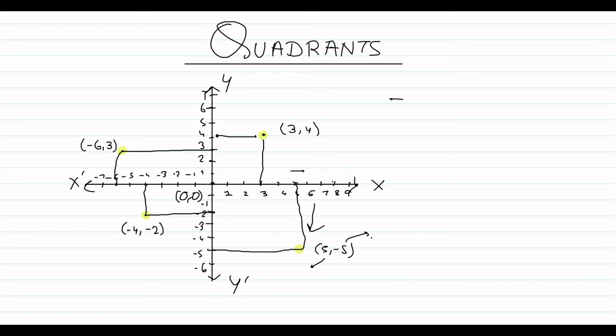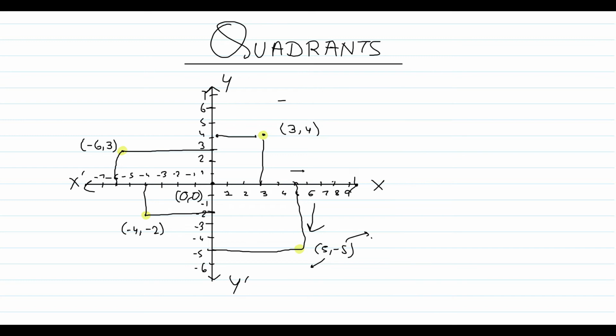Distance towards the right is positive, distance towards the left is negative, distance towards the top is positive, and distance towards the bottom is negative. So this is the ultimate fundamental thing in naming the points. Now what we have done is we have divided the plane into these 4 quadrants.